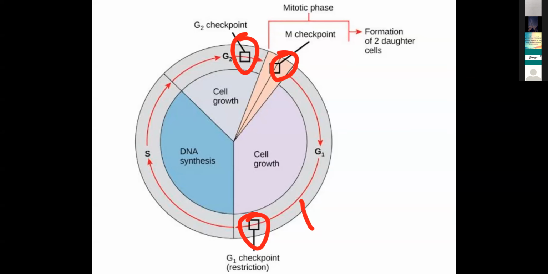Yes, sir. G2 checkpoint mainly checks for the size of the cell, and it also has a watch on DNA replication. Sorry, I could not hear properly. Sorry, if you can please repeat. Yes, sir. Am I audible now? Yes, sir. G2 checkpoint mainly checks for the size of the cells and the DNA replication. Okay. Further.